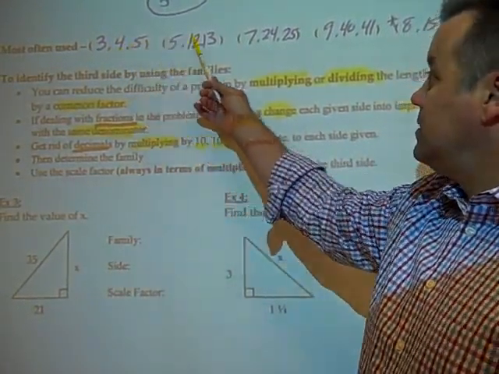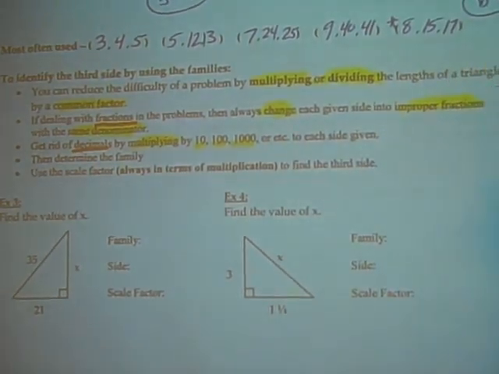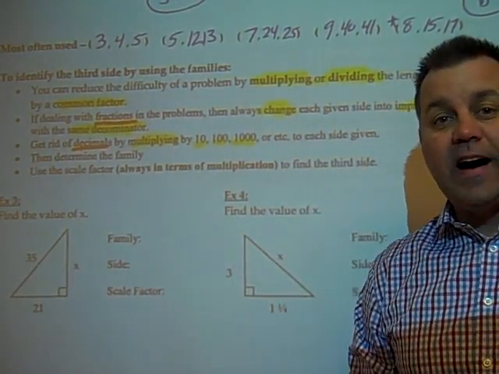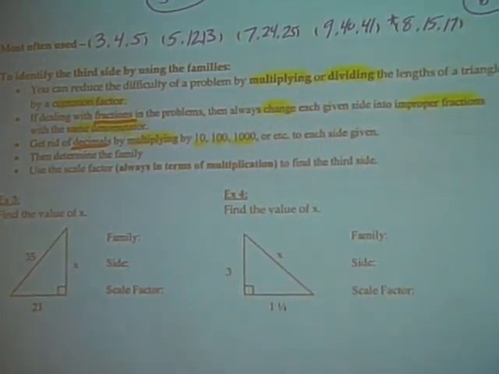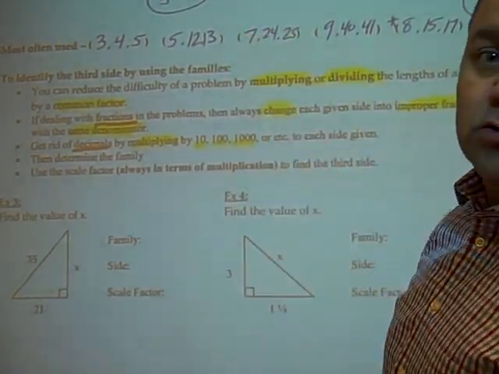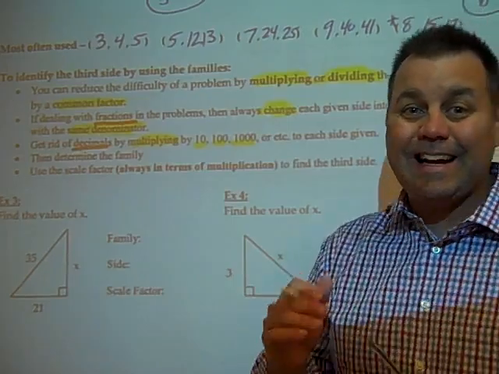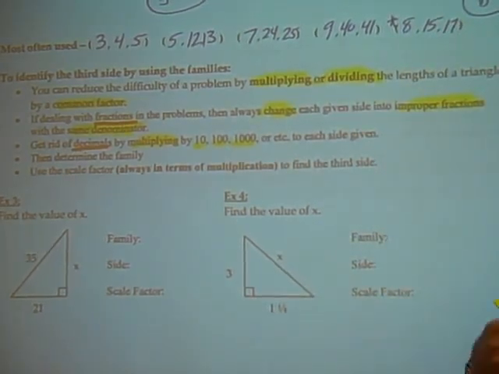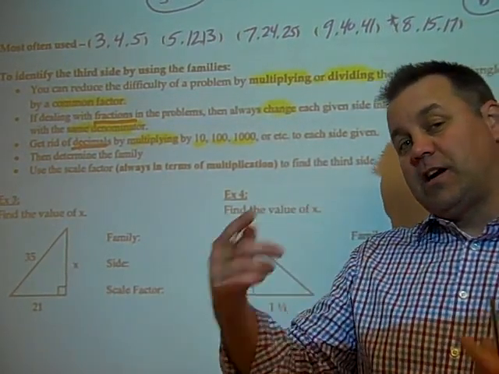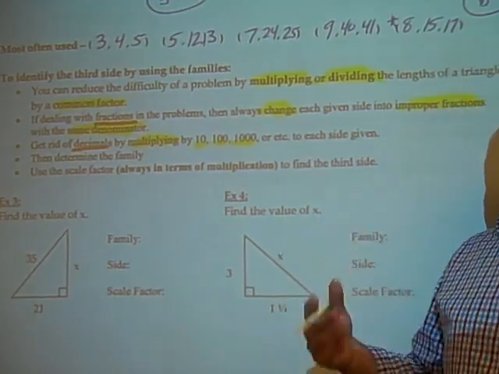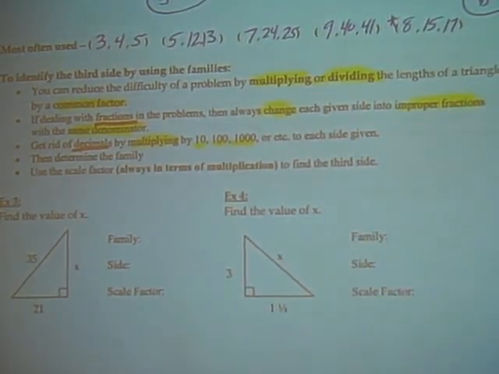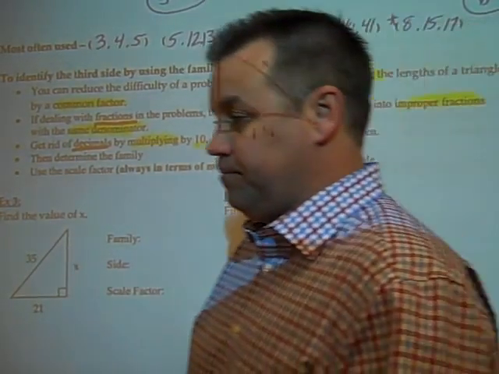Here are our most commonly used families. Once again: 3, 4, 5; 5, 12, 13; 7, 24, 25; 9, 40, 41; and 8, 15, 17. Not a bad idea to write these out on some flashcards or something and just take a peek at them a couple times throughout the day because it will save you time.